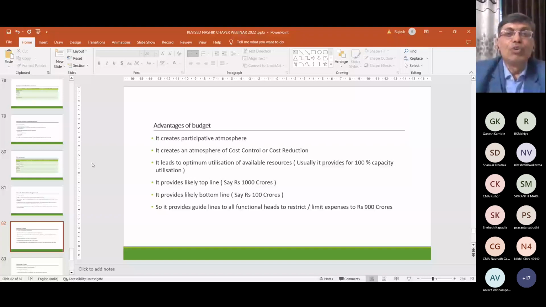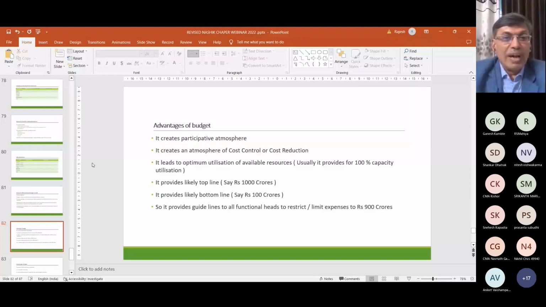Then it provides the top line, say X crores. So it provides the management a basis to proceed further. It provides the basic guidelines on what we are expected to achieve. Then it provides the likely bottom line for the budget period, Y crores. That means the PBT or profit needs to be these Y crores.